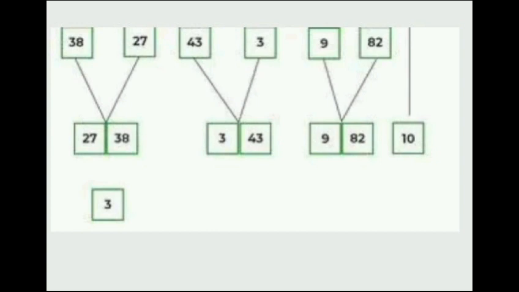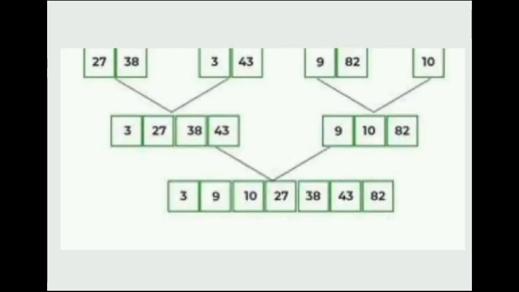Firstly, compare the elements of each list and then combine them into another list in a sorted manner. After the final merging, the list of elements is sorted using merge sort. The sorted array looks like 3, 9, 10, 27, 38, 43 and 82.